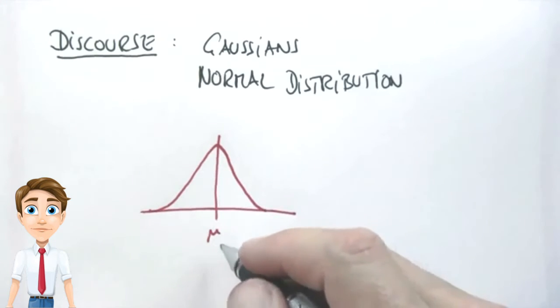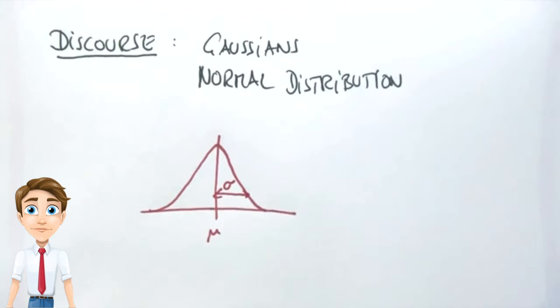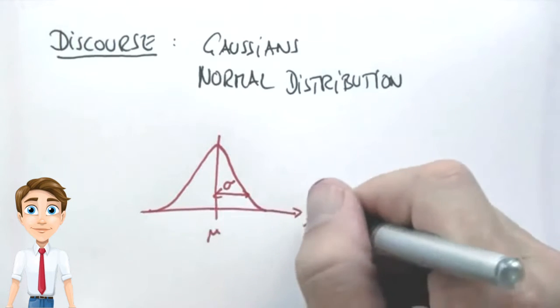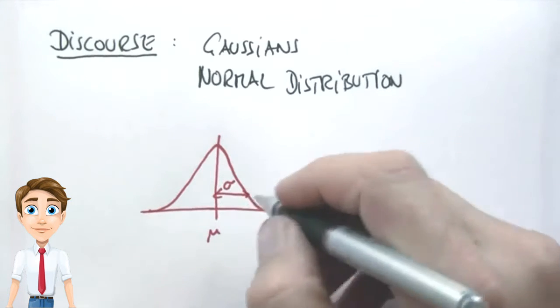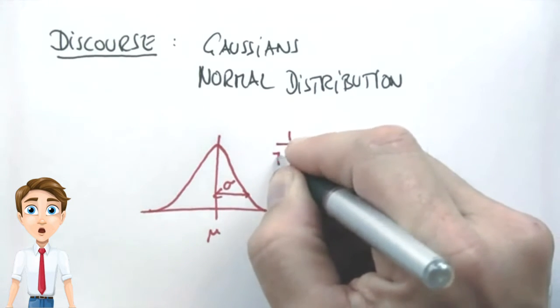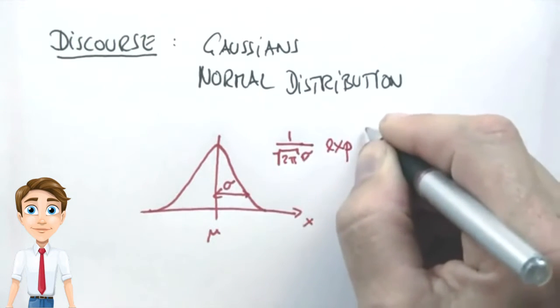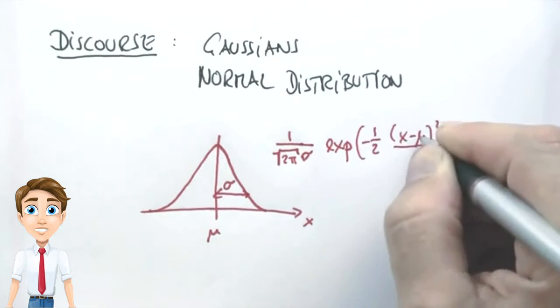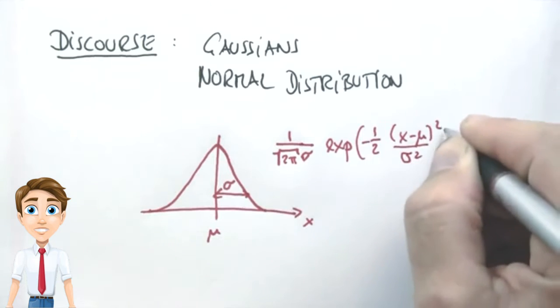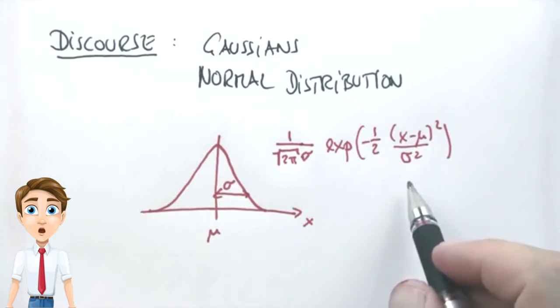Many of you know that a Gaussian is described by a density that looks as follows, where the mean is called mu, and the variance is called sigma squared. For any x along the horizontal axis, the density is given by the following function: 1 over square root of 2 pi times sigma, and then an exponential function of minus a half of (x minus mu) squared over sigma squared.